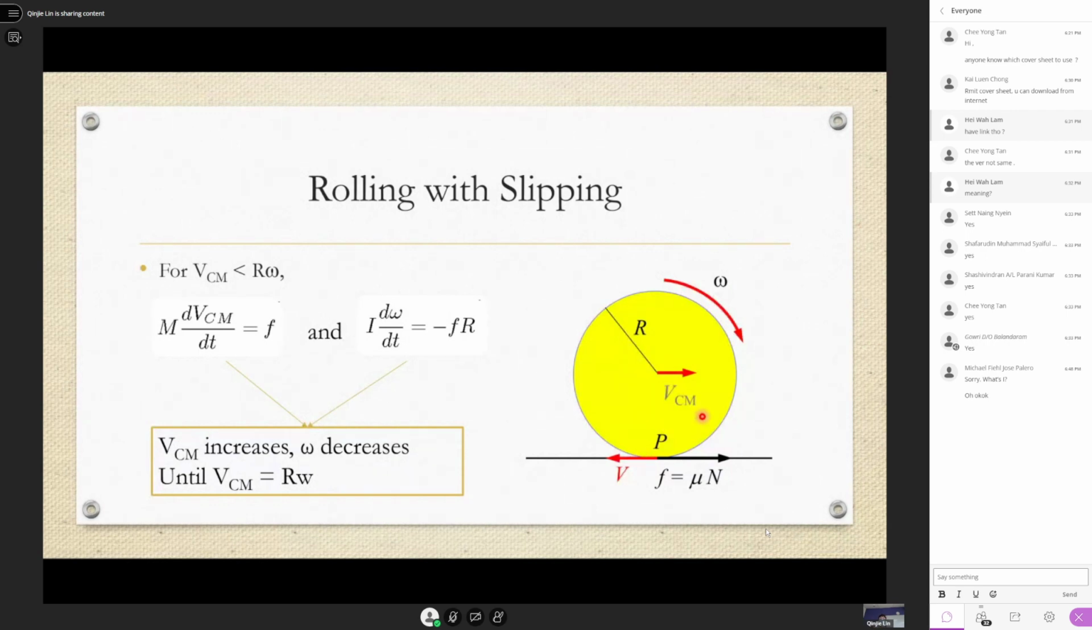After a while, the rotation on the spot will speed up the billiard ball, and that's why the ball will speed up, until V equals R omega.